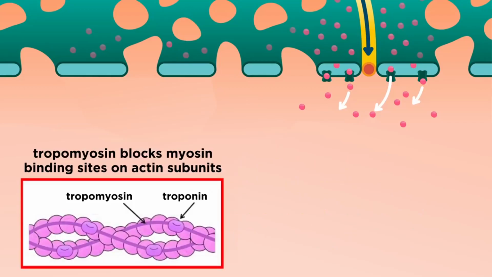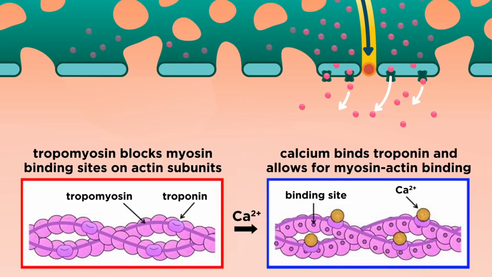Let's recall that when a muscle cell is relaxed, tropomyosin blocks the myosin binding sites on the actin subunits. But as more and more calcium ions become present, these will bind to troponin, and once two ions bind, it will change shape, which will push tropomyosin off of the myosin binding sites, making them available for cross-bridge cycling, the process we mentioned before.